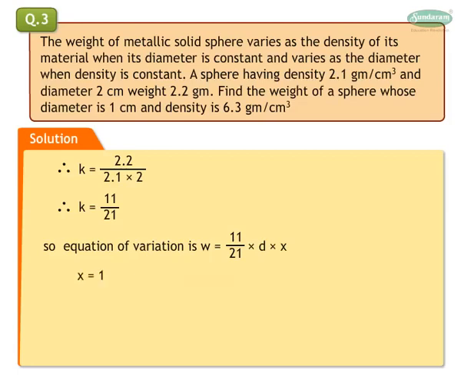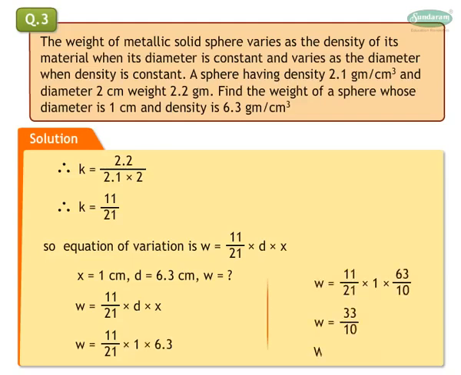Now, substitute X as 1 centimeter and D as 6.3 grams per centimeter cube to find W. The equation of variation is W is equal to 11 upon 21 into D into X. We then solve for W and get it as 3.3 grams.